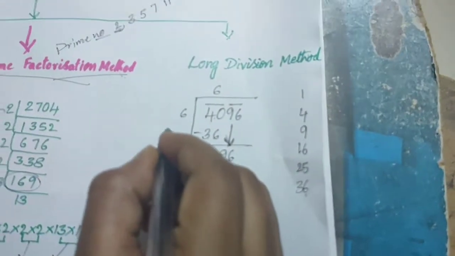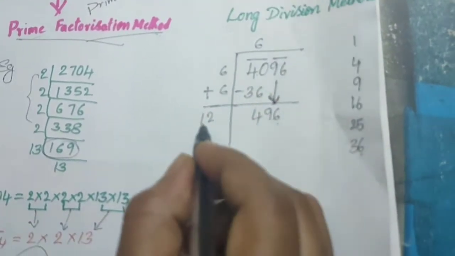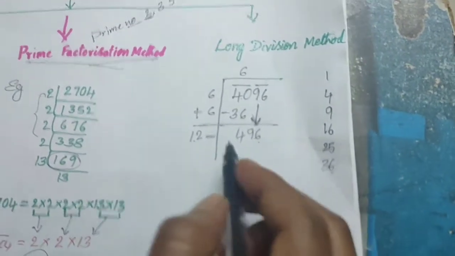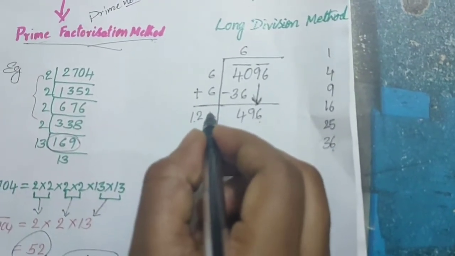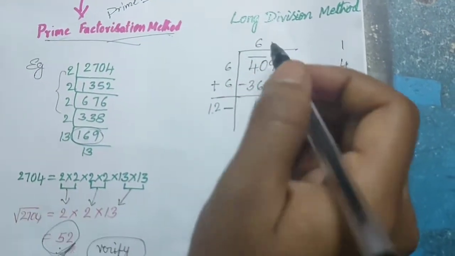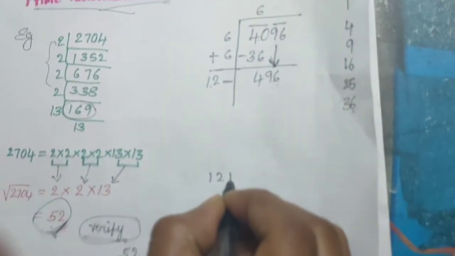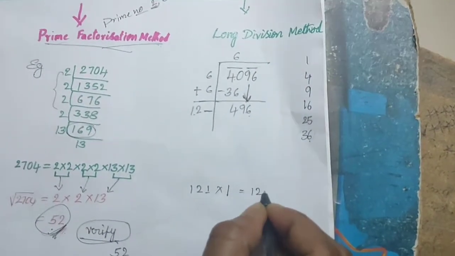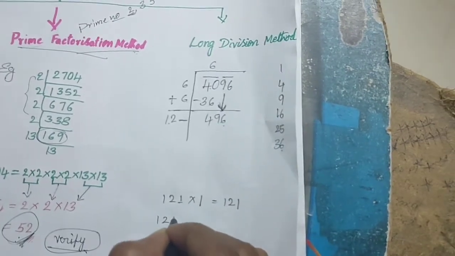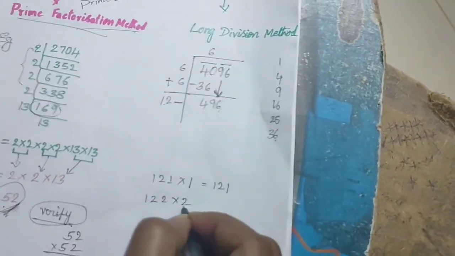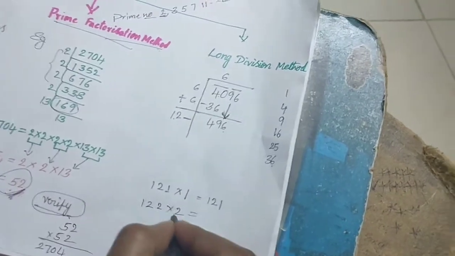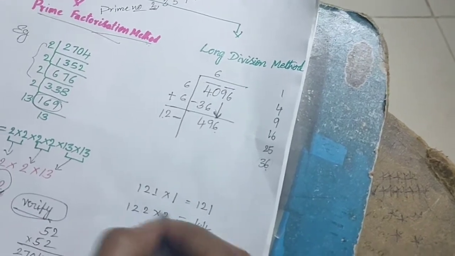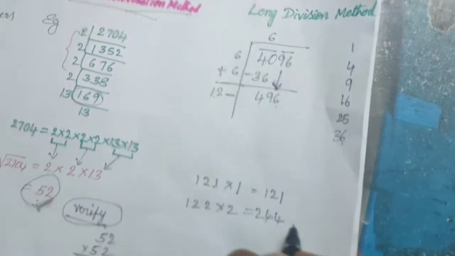What is the next step? Now we add once again this 6. That is 12, and leave a gap here. Now you can put any number, and the same number can be put here also. Suppose I put 1: 121 multiplied by 1, the answer is 121. Suppose I put 2: multiply 122 by 2. We get 2 2s are 4, 2 2s are 4, and 2 1s are 2. So we get 244.